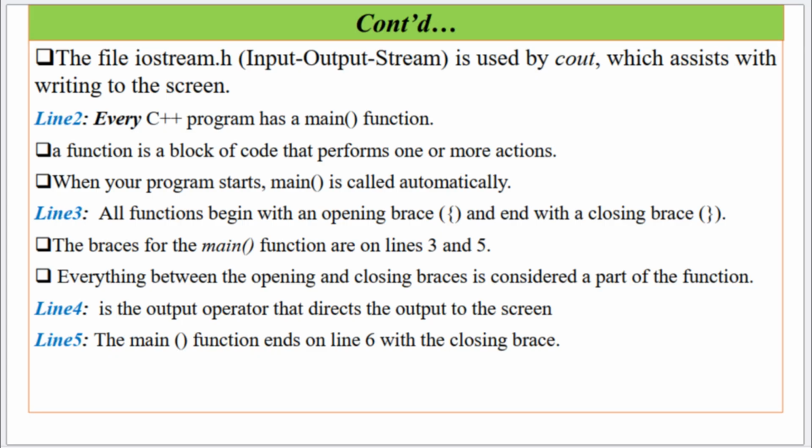Line 2: every C++ program has a main function. A function is a block of code that performs one or more actions. When your program starts, main is called automatically.